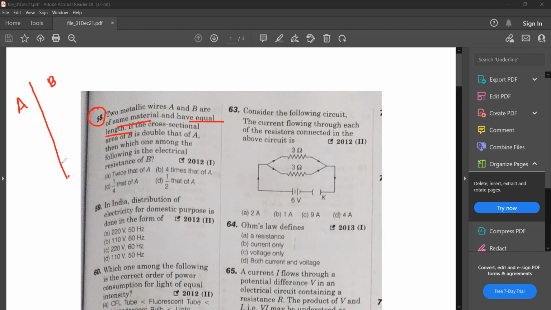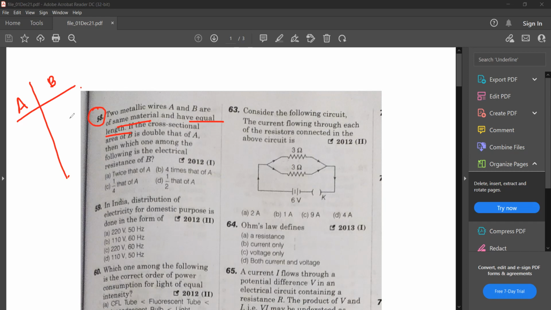All of you try this question and comment the answers. I'll give you 30 seconds. Try and comment the answers. Okay, so did you get the answer?